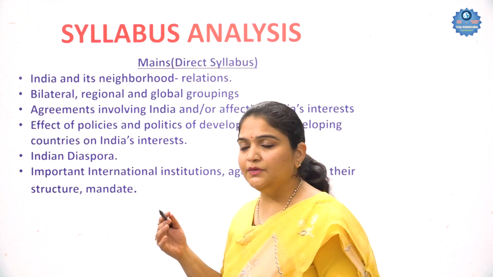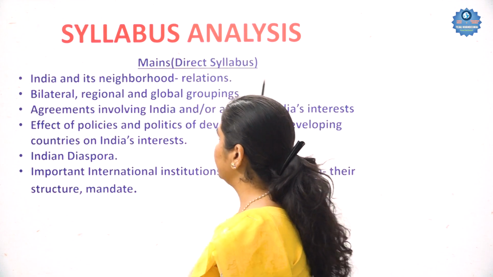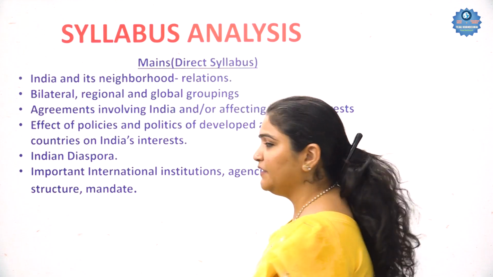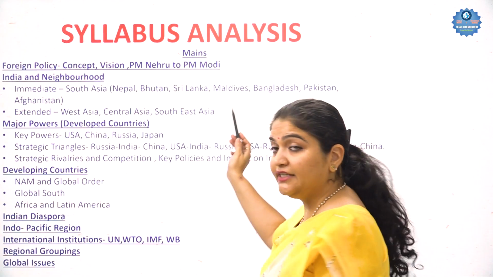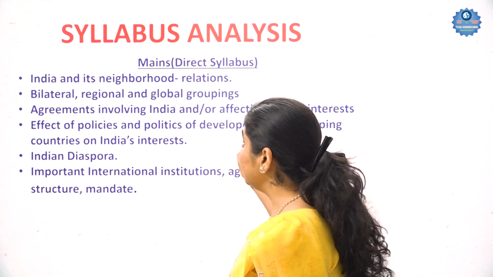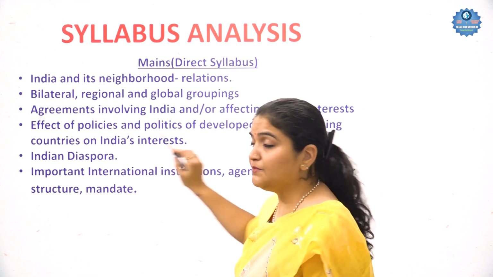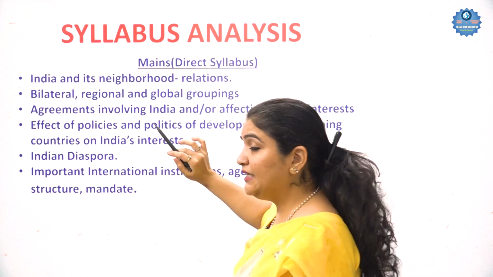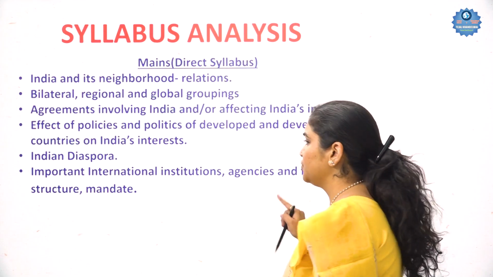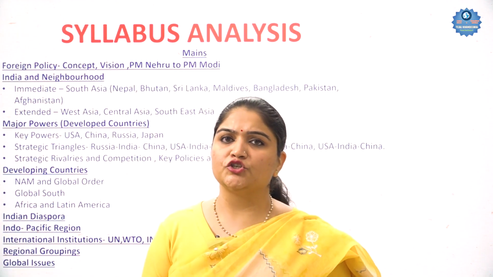When we talk about mains, what is the direct syllabus? The direct syllabus says India and its neighborhood, bilateral, regional, global grouping, the agreements which involve India or the agreements which affect India's interest, effect of policies. See, understand this, politics of developed as well as developing countries is mentioned separately here. We'll decode this. Indian diaspora and important international institution, agency, structure and mandate. This is the direct syllabus that has been mentioned for mains.